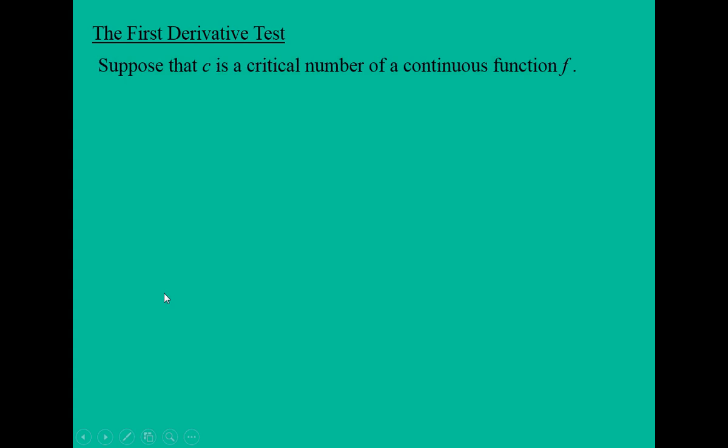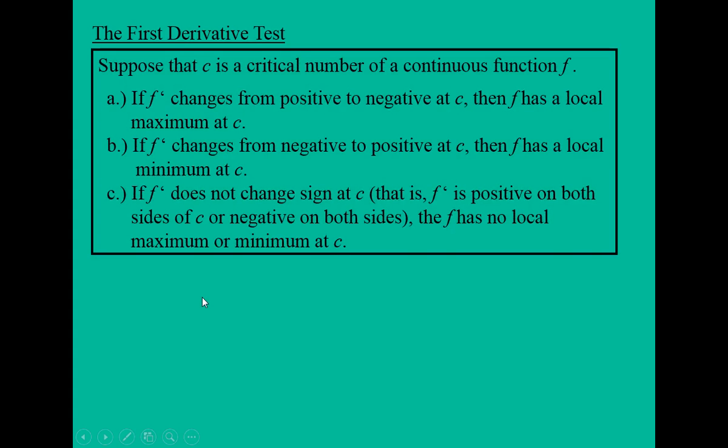First derivative test. Suppose that c is a critical number of a continuous function. If f prime changes from positive to negative at c, then f has a local maximum at c. This is what we were discussing in a previous slide. We can determine if we have local maximums or local minimums by looking at our chart and determining if the derivative changes from positive to negative or negative to positive. So this chart summarizes our discussion.